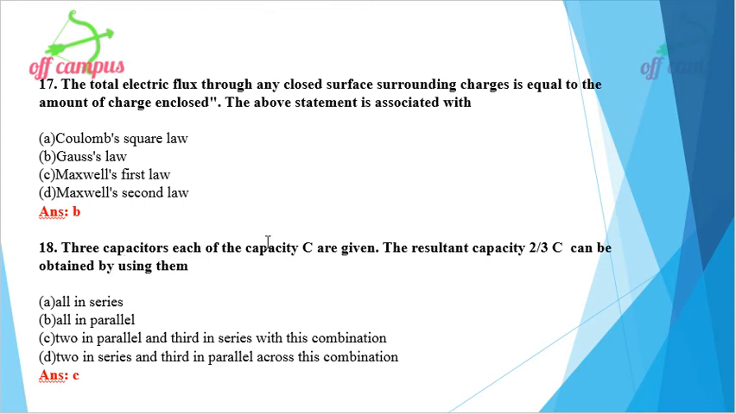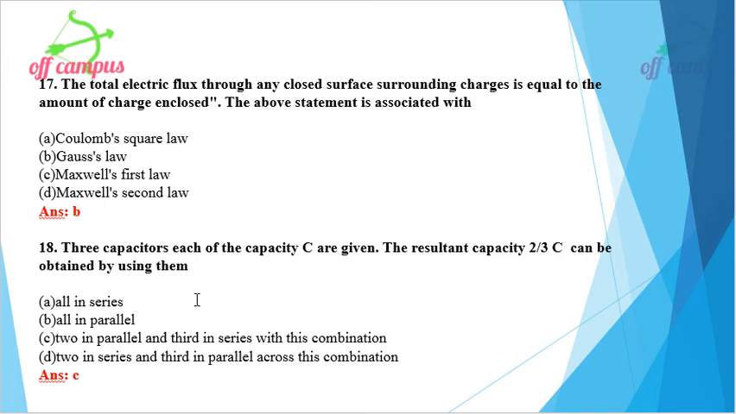Then, 3 capacitors, each of the capacity C, are given. The resultant capacity 2 by 3 C can be obtained by using them. So, what is given? 3 capacitors have the capacity of C. The value of the resultant capacity is given as 2 by 3 C. So, how can we obtain this resultant capacity from these options? Option C? All in series. All in series means, when all 3 capacitors are in series, then what will be the answer?